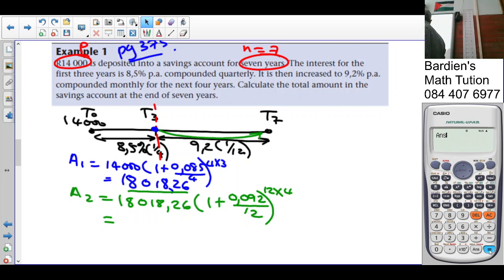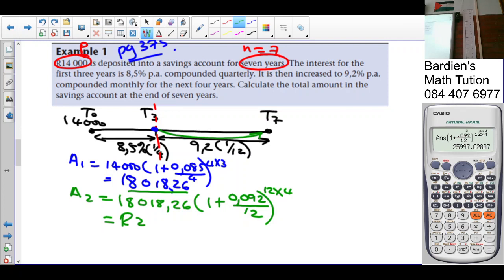So let's go with that calculation. Remember, answer is the last answer calculated on the calculator. Because answer into 1 plus 0,092 over 12 to the exponent 12 times 4 gives you 25,997 Rand and 3 cents.